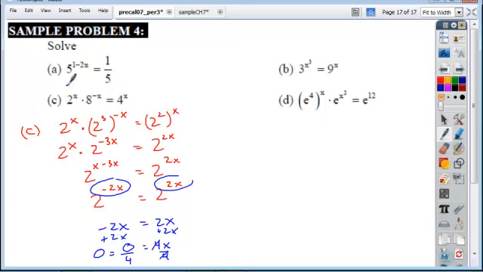Is it true that 2 to the 0 times 8 to the negative 0 is equal to 4 to the 0? And what is anything to the 0 power? Any non-zero base is 1. So is it true that 1 times 1 over 1 is equal to 1? Yeah, it checks. So your answer is 0.